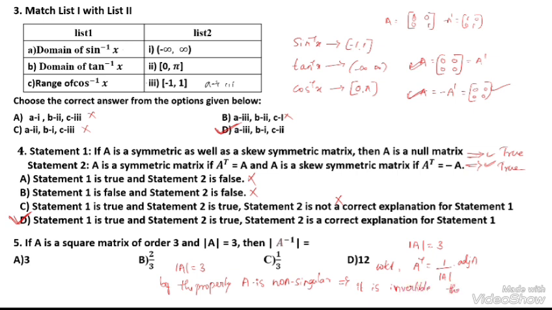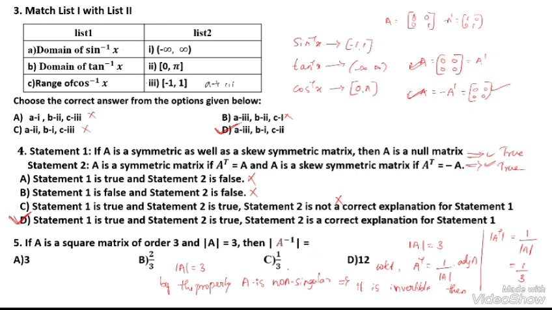Then, since it is invertible, the determinant of A inverse is equal to 1 divided by determinant of A. By the property of singularity, the determinant of A is not equal to 0, therefore A is non-singular and invertible. By this property, the determinant of A inverse is equal to 1 by determinant of A, that is 1 by 3.